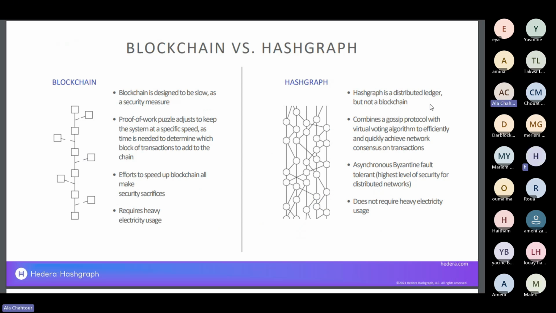Okay, perfect. So now the difference between blockchain and hash graph. As you can see, guys, this is the architecture of a blockchain, and this is the architecture of hash graph. The blockchain is like blocks linked to each other.